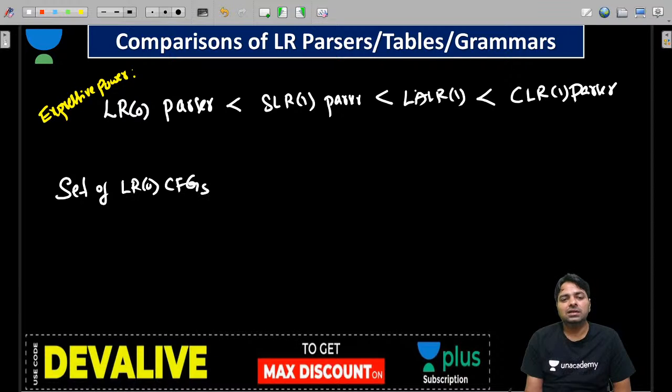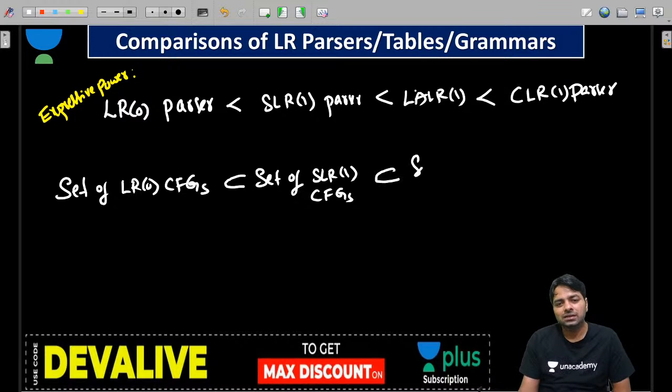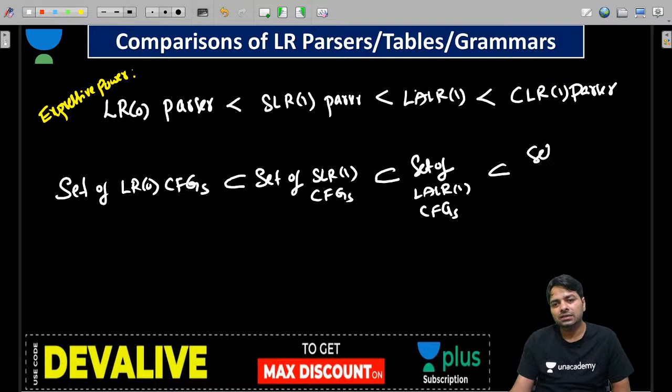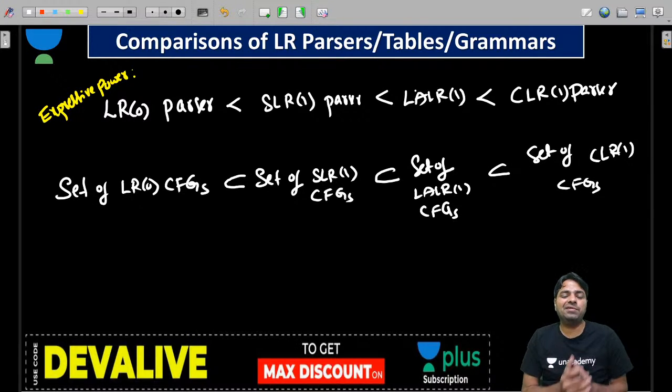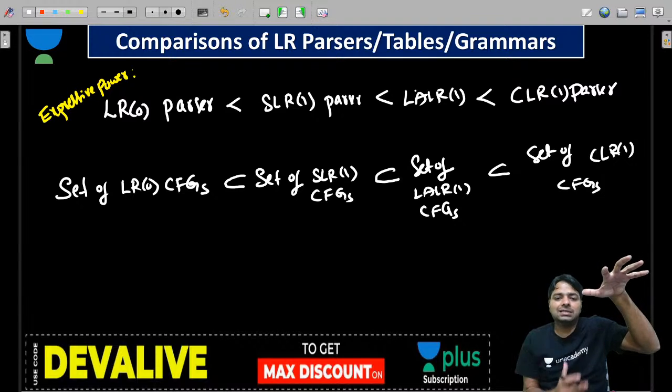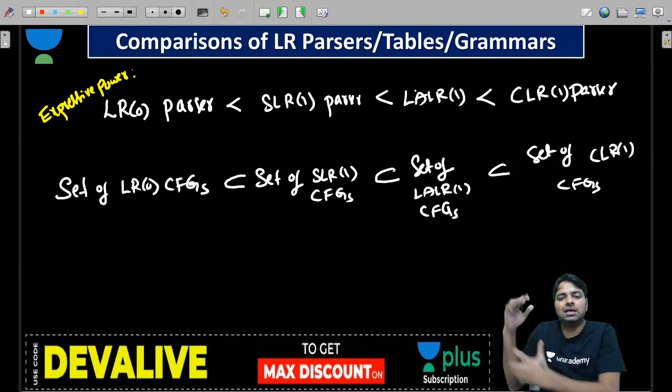CFGs is inside the set of SLR1 CFGs, inside the set of LALR1 CFGs, inside the set of CLR1 CFGs. These are the grammars, and this is about the grammar relation. Every LR0 I can call SLR1, and all the LR0s are in one class. That class is inside the SLR1 class.